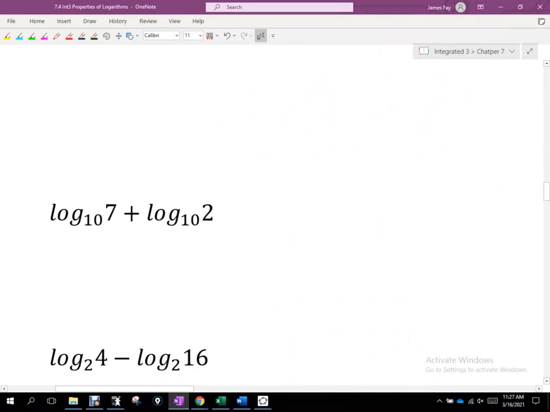All right, so this one. Just merge, don't evaluate it, just merge them. So what are we doing now? What's the sign here in between these two?